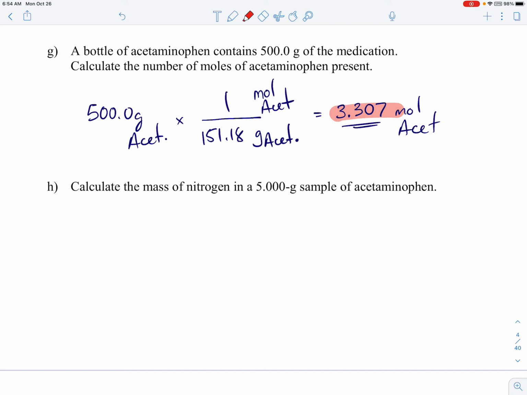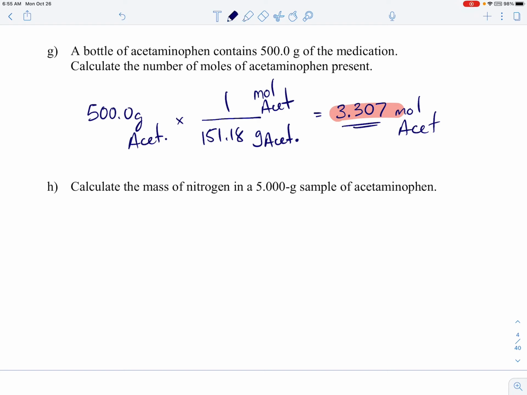Okay, so we know that there is nitrogen in the molecular formula for acetaminophen, so there has to be a certain mass of nitrogen in this 5 grams of acetaminophen. There are several ways to calculate this, some easier than others. So let's do a harder way first.